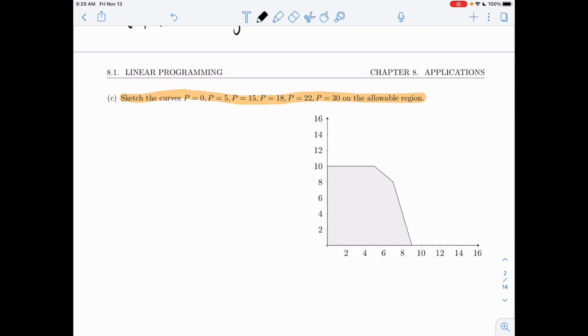So let's look at the first one. I have 2x plus y is 0. That means y is minus 2x. All right, so we know it hits the axis at 0 and it has slope minus 2. So it hits here, this is it. So this is p equals 0.